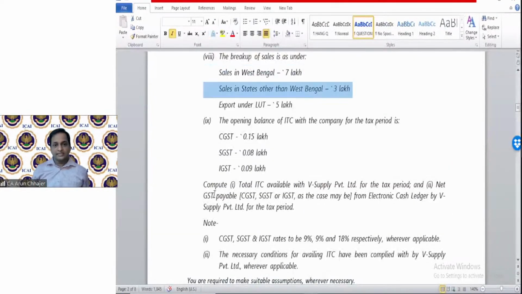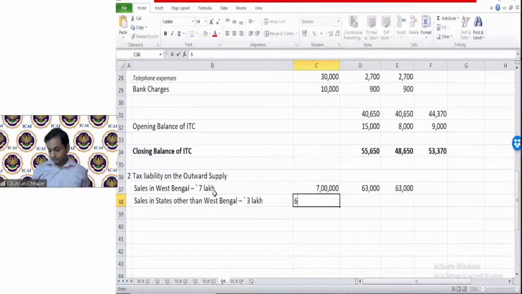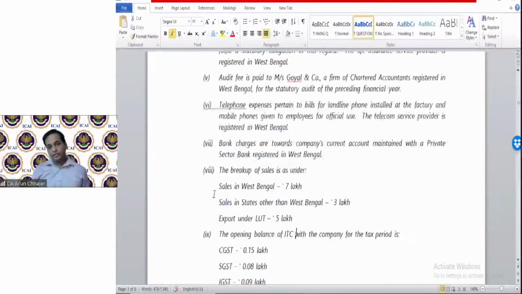And sales in other than West Bengal. How much? 3 lakhs. It would be 18%. 54,000. And export under LUT.